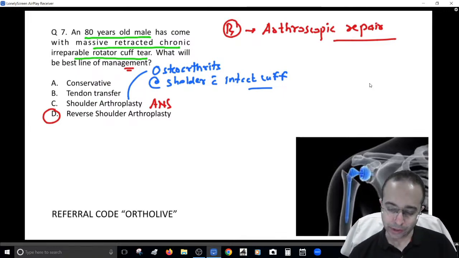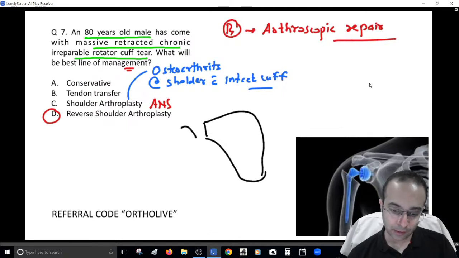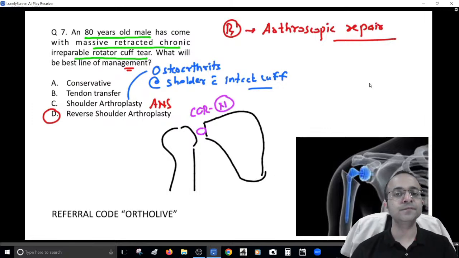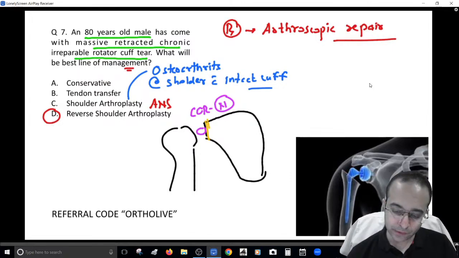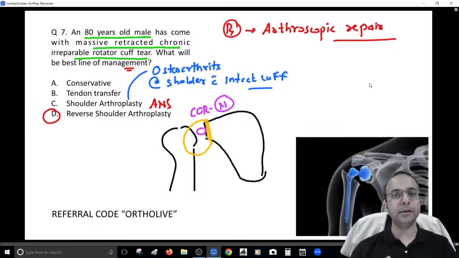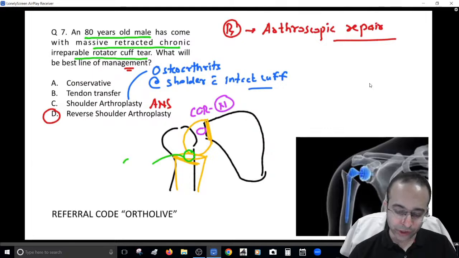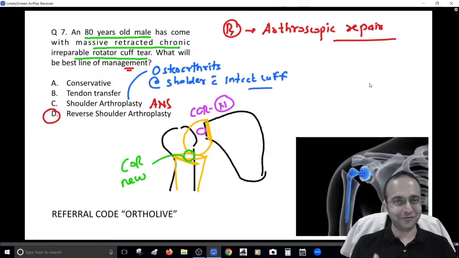So let me explain what is reverse shoulder arthroplasty in a very nice way with a very nice diagram. So that is the scapula and that is the humerus. And say this is the center of rotation of a normal shoulder. Normal. This is the normal center of rotation. Now in reverse shoulder arthroplasty, I am going to change the articulations. I am going to cut this glenoid and attach a humerus head here. I am going to cut this humerus and attach a glenoid cavity here. So when I reverse these articulations, this is the new center of rotation of this new shoulder now.